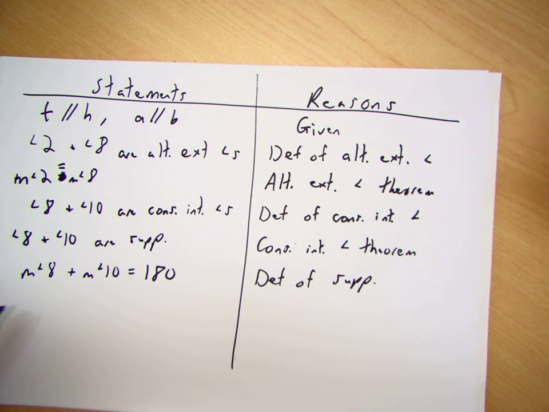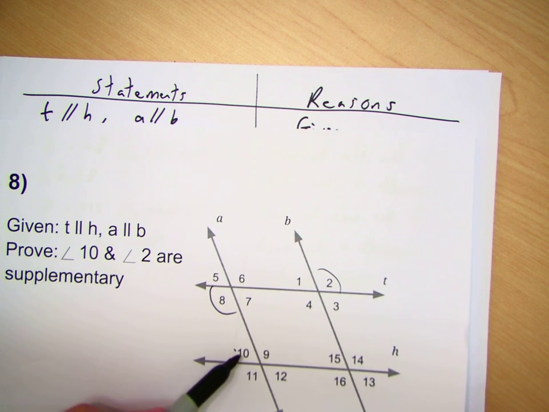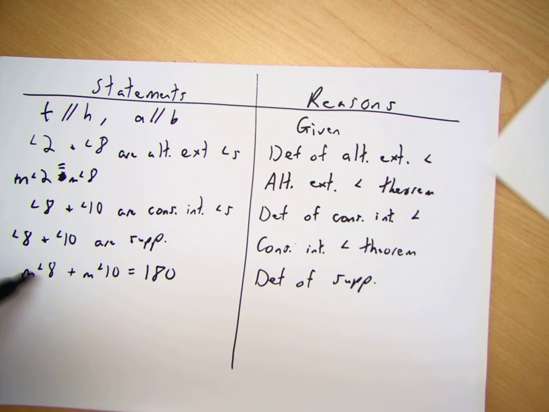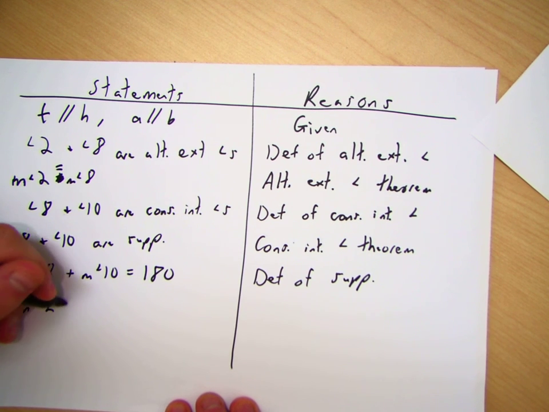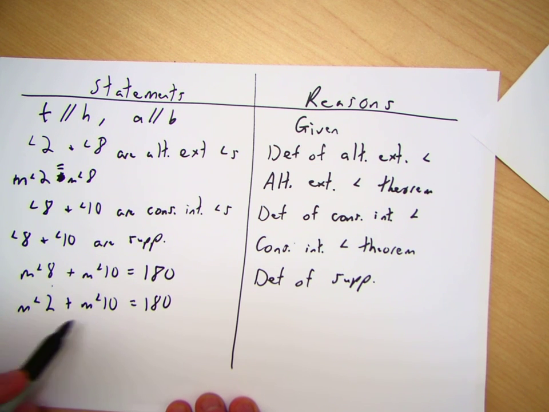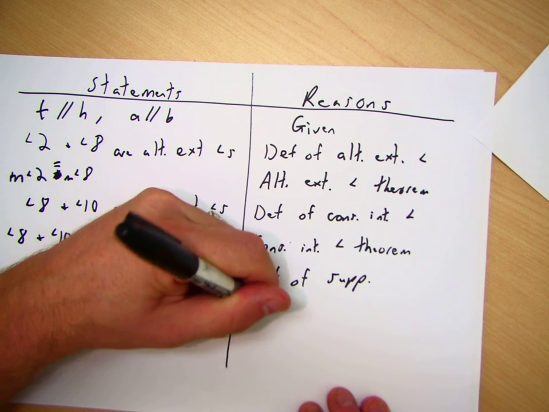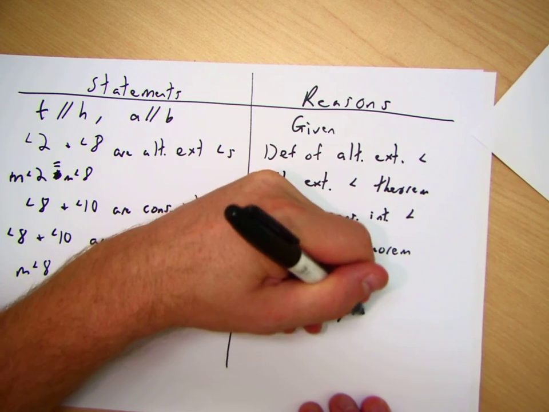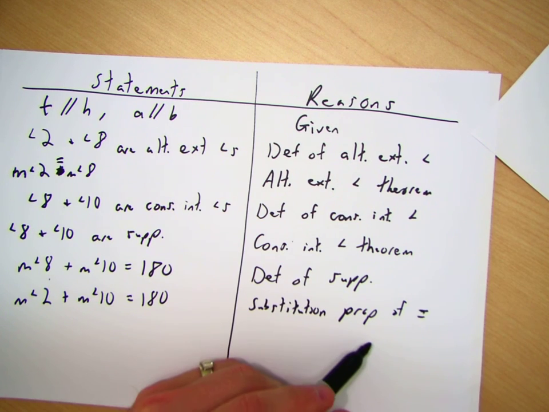Pretty straightforward from here. They want me to prove that 10 and 2 are supplementary. Well, if I can prove that 10 and 2 add up to 180, that is the definition of supplementary. I already know here that 8 and 10 add up to 180, but I know 2 is the same as 8. So let's do a substitution and say that the measurement of angle 2 plus the measurement of angle 10 is equal to 180. What did I do there? I substituted. That's the substitution property of equality.